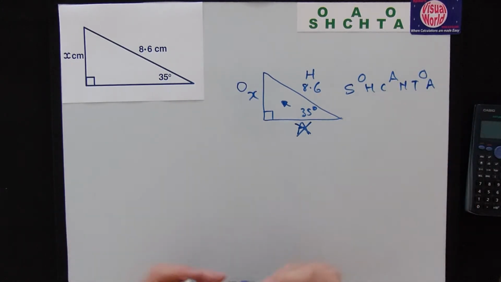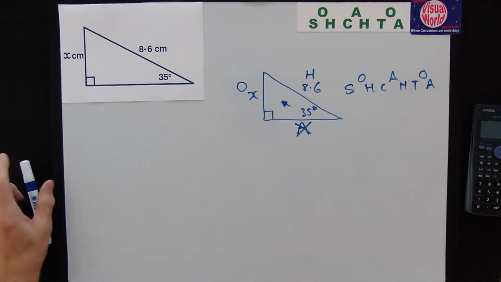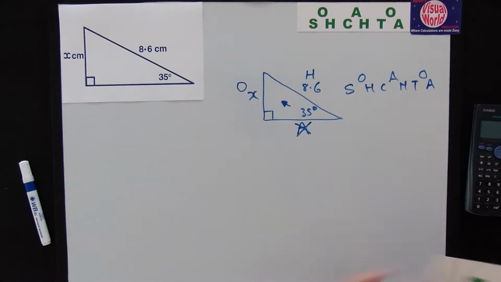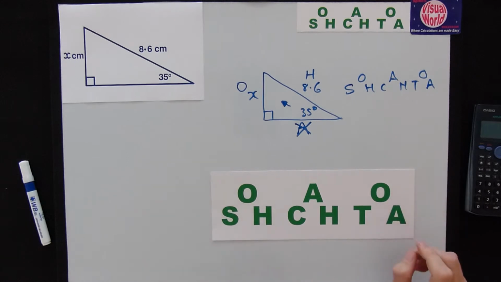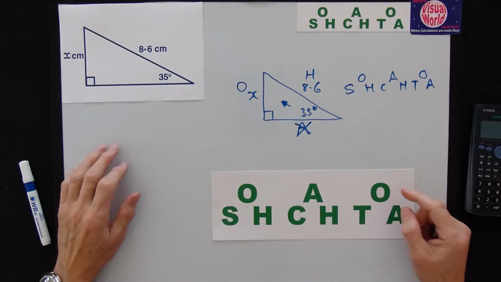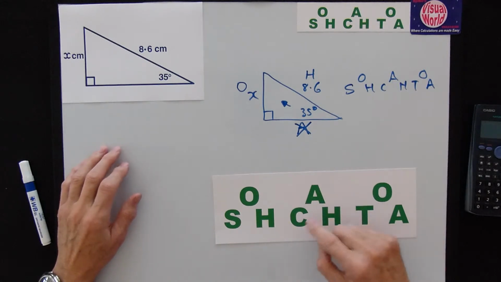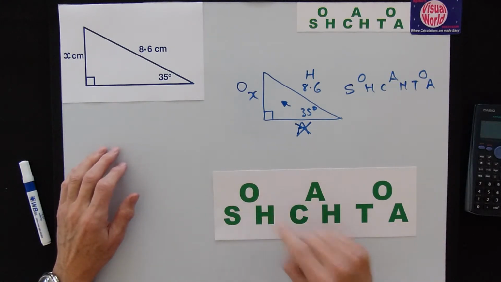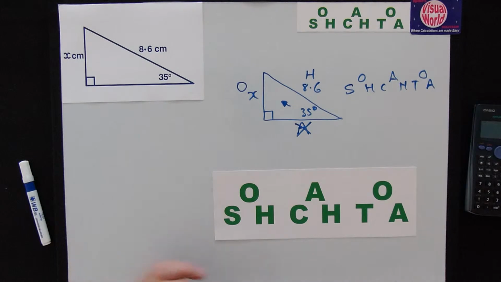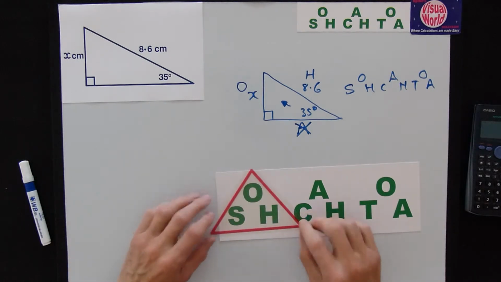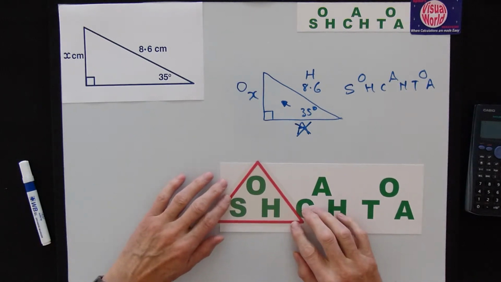Now I'm going to show you on my bigger version so it's easier to see. So there's SOHCAHTOA, and we look for the one that has no A. So you can see there's an A on the TOA, there's an A on the CAH. It's the SOH that has no A. So we put a triangle in it. That's the equation, the part that we're using.